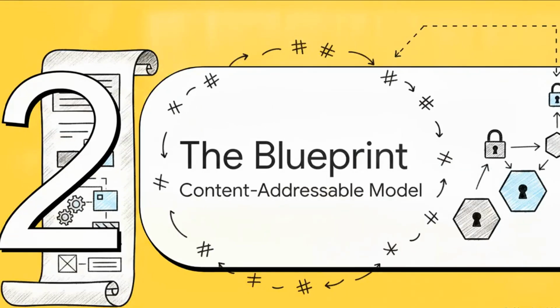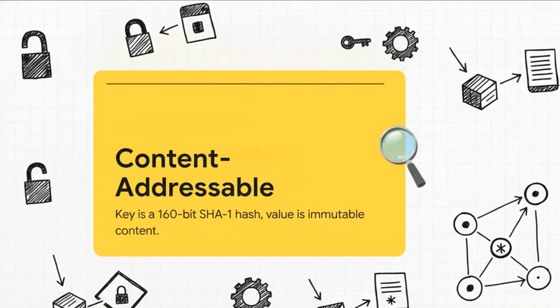Moving right along to Section 2, the blueprint. Now, content addressable storage sounds like really heavy engineering jargon, but it simply means Git is a key value store. The key is a 160-bit SHA-1 hash of your file's content, and the value is the immutable content itself. If you change even a single byte of a file, its SHA-1 hash changes completely. This guarantees absolute data integrity. In Git, you can never actually change an object once it's written. You can only create new ones.